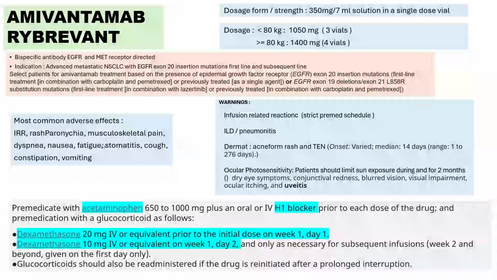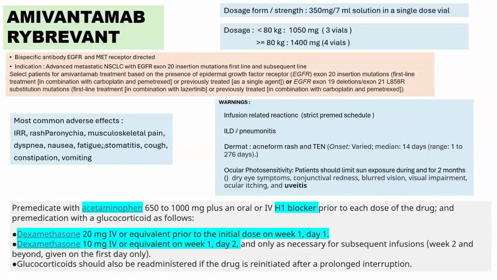Then coming on to amivantamab. Amivantamab is not a TKI. It is a bispecific antibody directed towards the EGFR and MET receptor. Basically, it is indicated for EGFR exon 20 mutations, either as first line or subsequent line. The most common adverse effects that we see with amivantamab are infusion-related reactions.